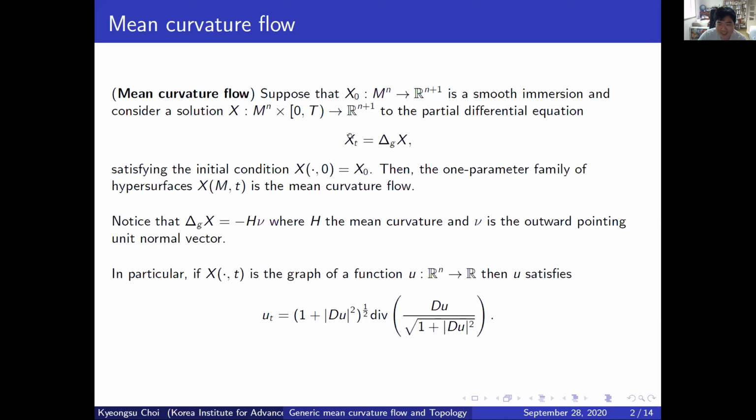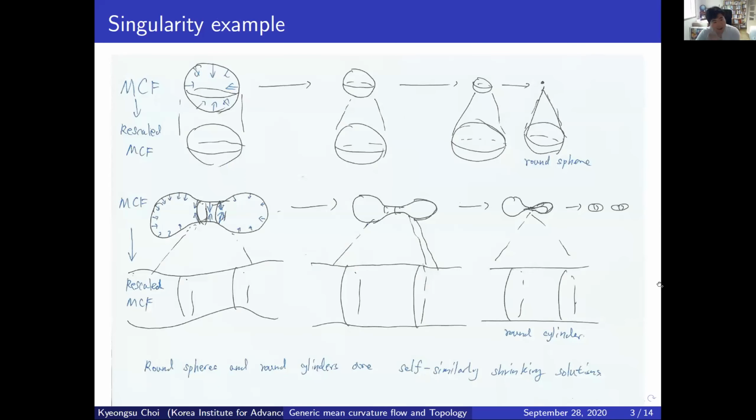And sure, this is a kind of geometric equation. So for the PDE person, if we just consider the case that x is the graph of a function on R^n, then u satisfies this degenerate quasi-linear PDE. Yeah, just a parabolic equation. And then we are interested in singularities of this flow.